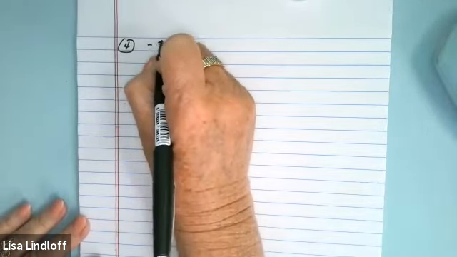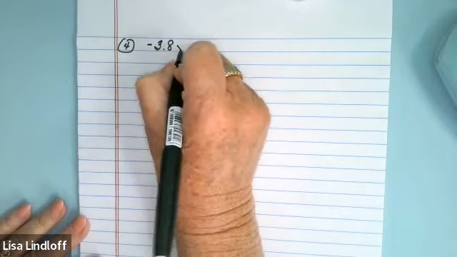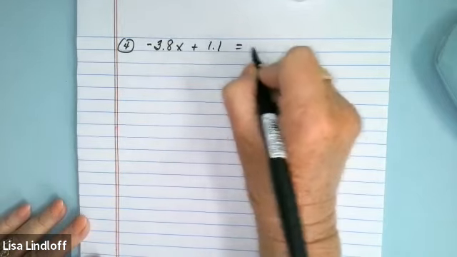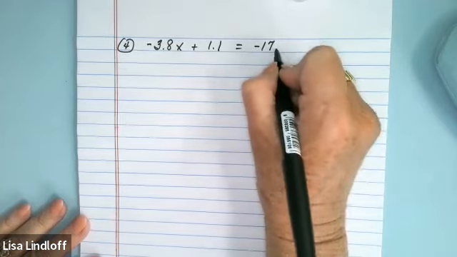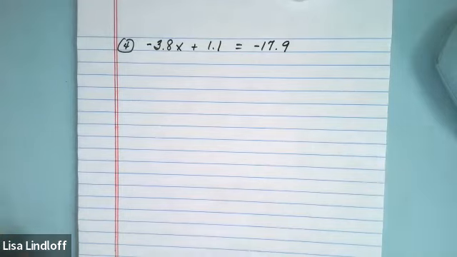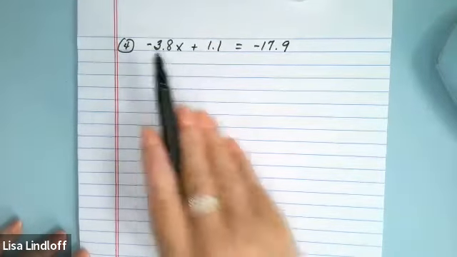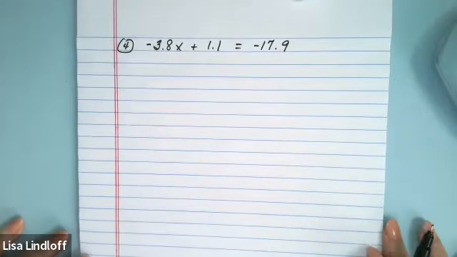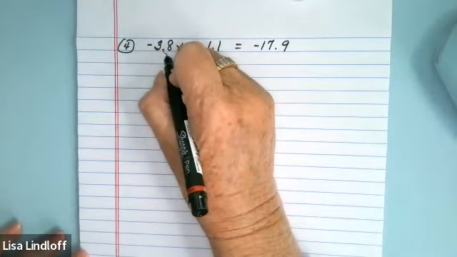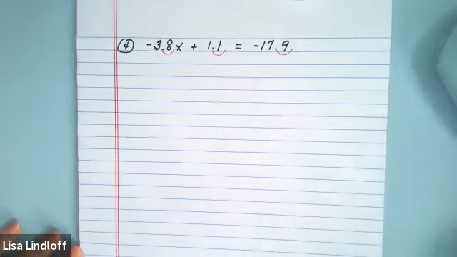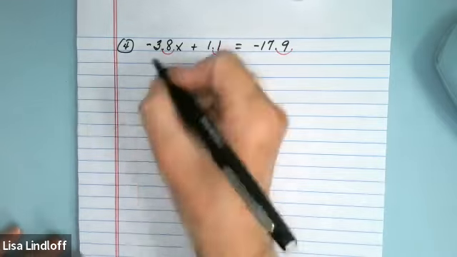I have negative 3.8x plus 1.1 is equal to negative 17.9. Okay, I've got decimals everywhere. 1 decimal place, 1 decimal place, 1 decimal place. I will move all of them 1 place. You have to do the same amount to all of them, even if they're whole numbers.